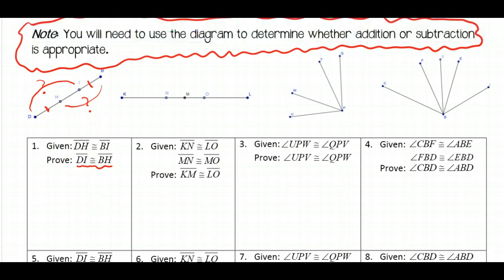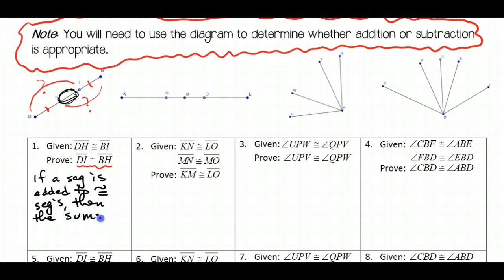So if I add this single segment to the congruent segments on the outsides, then the sums will be congruent. So if, and you don't have to write a single, I just wanted to stress the importance of that in the property. So you can write if a segment is added to congruent segments, then the sums are congruent. Okay?